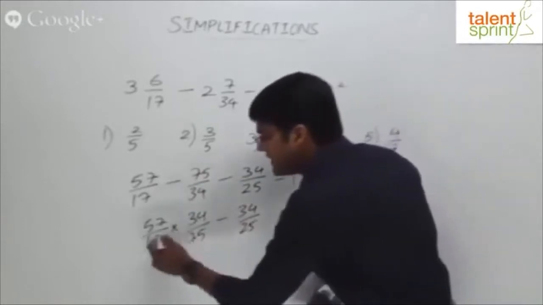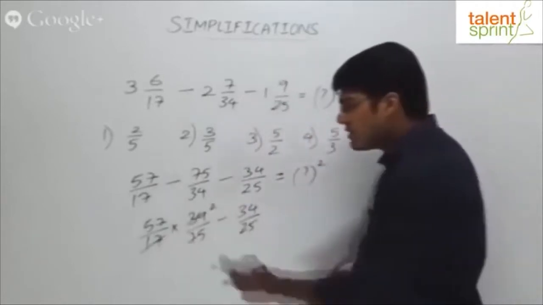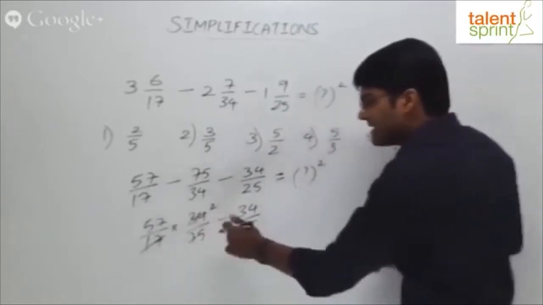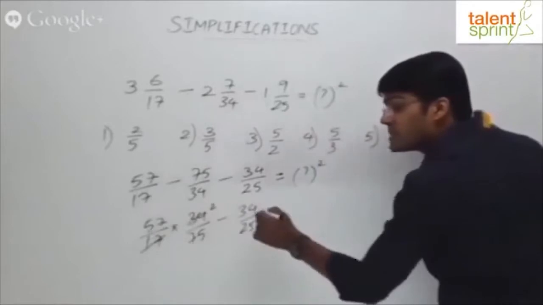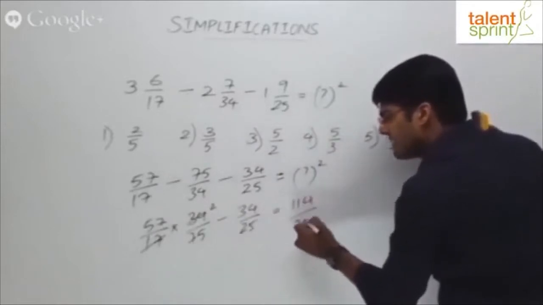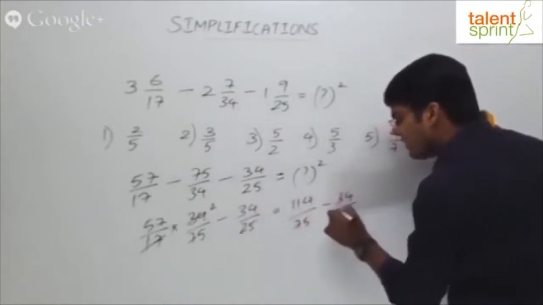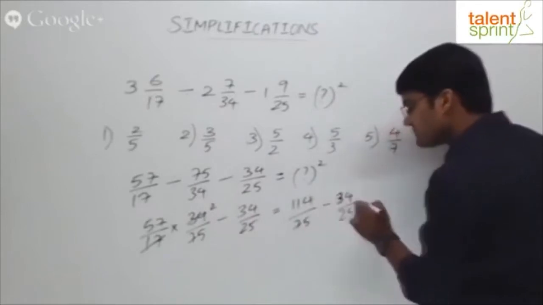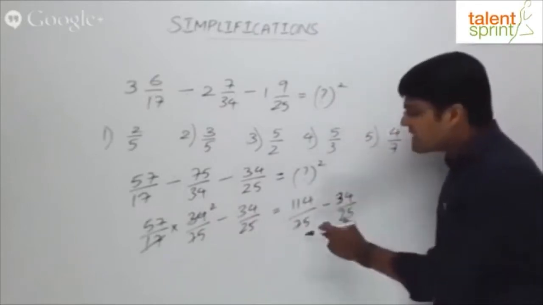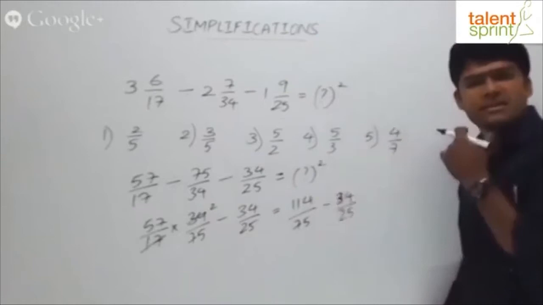Now, 17 goes 2 times. Yes or no? So 57 into 2 by 75. 57 into 2 is how much? 114 by 75 minus 34 by 25. Now again the same story. You have to take the LCM and do the calculation there, right?